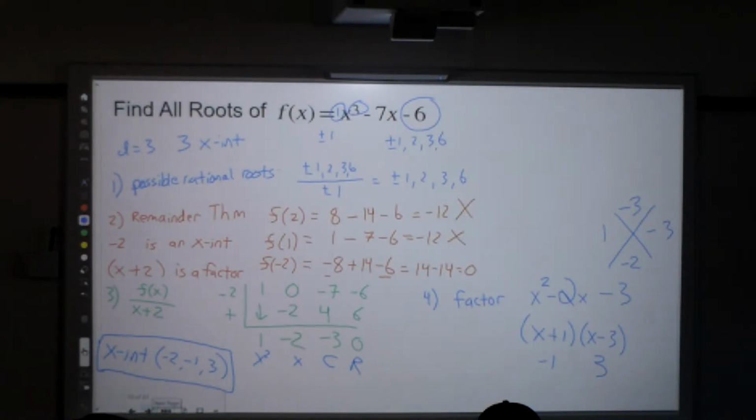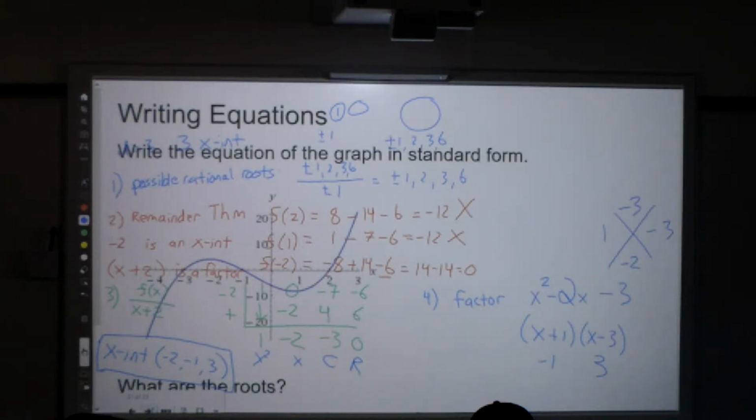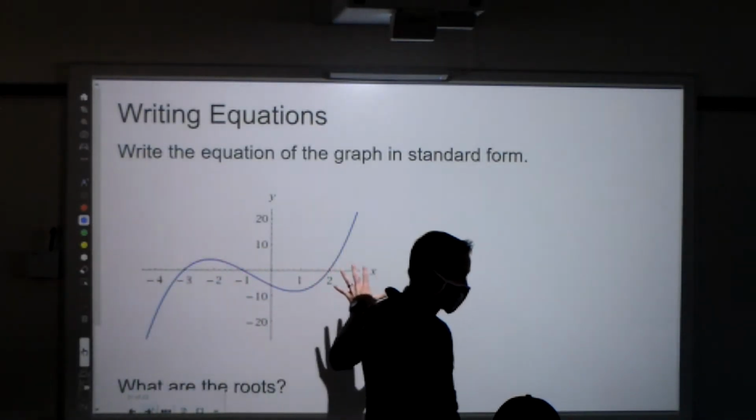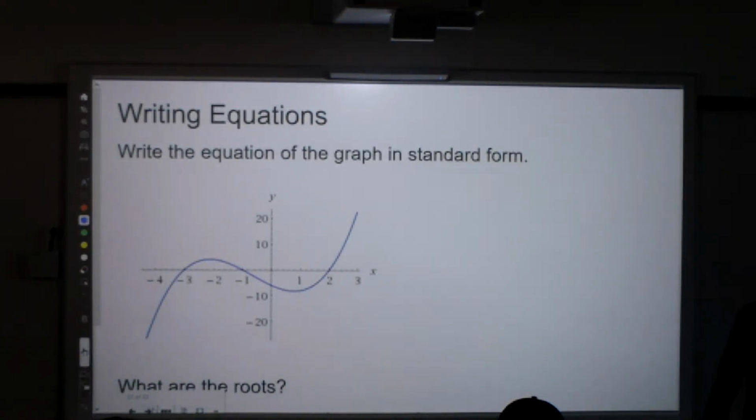Okay, well then let's go on. There's one more at the bottom. I'm going to let you guys work on that as extra practice. We're just going to jump straight into writing the equations of a graph. Okay, so guys, on this one, it's a little backwards from what you've been doing. Here's the graph, and now you need to write an equation.